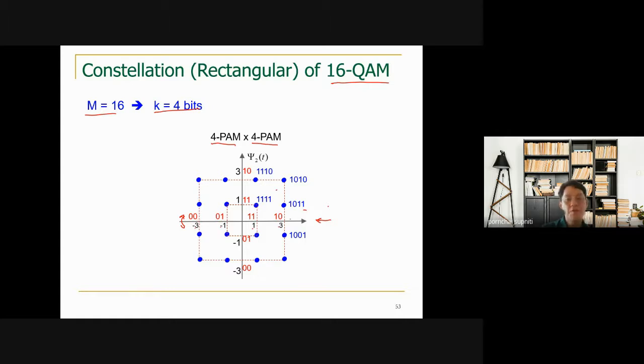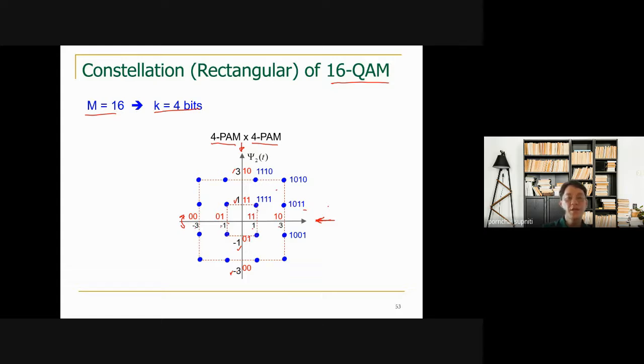For this axis, you will notice that neighboring symbols only have 1 bit different as well. We can assign it similar to the example we saw earlier, when we assign A, we assign B, and so on. Then for the vertical axis, we do the same thing because it's also related to 4 PAM. So we have -3, -1, 1, and then 3, and we assign accordingly so that each symbol has these sets of bits.